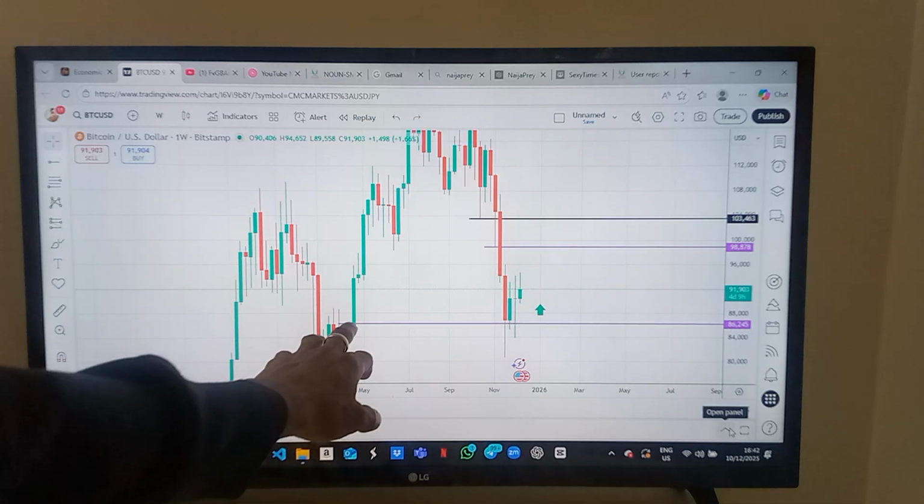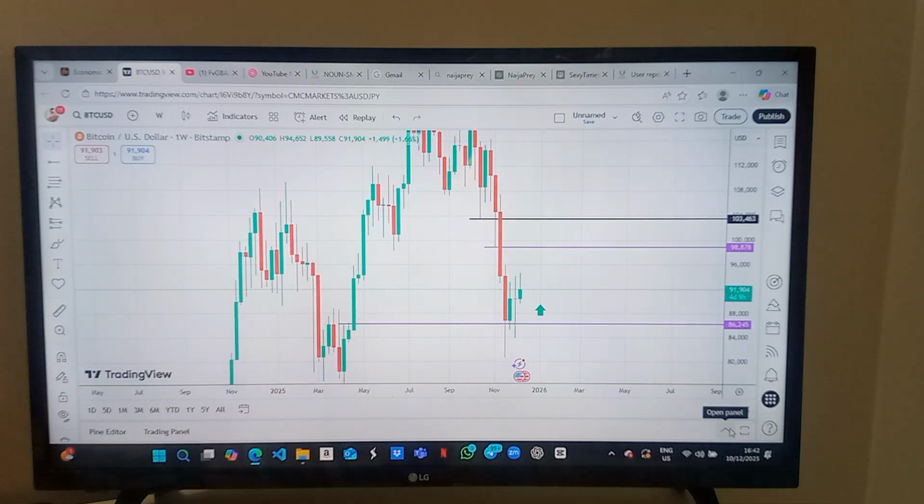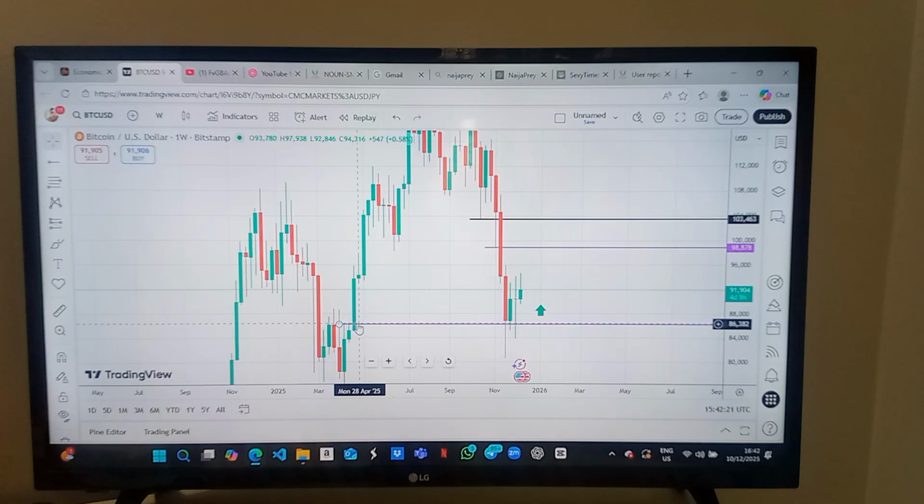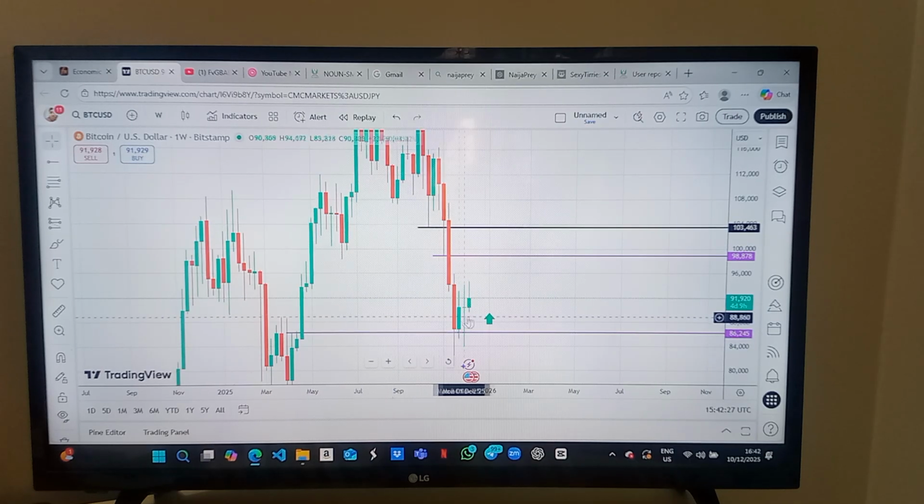So from this point, there was a fair value gap here. This was since last year. This fair value gap was created in April, 2025. So that fair value gap is like one of our last major fair value gaps.